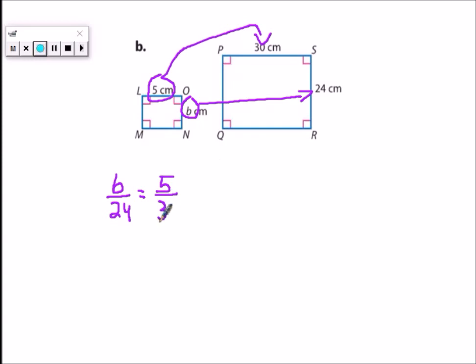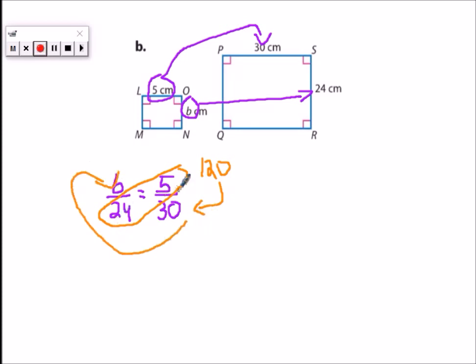Now, like I keep telling you, if you can simplify ratios, it's a lot easier to work with. But if you don't see that right away, I'm going to go ahead and do it just like a proportion without simplifying. So 5 times 24 is 120. Just like a proportion, we multiply across and we divide by that third number, and it should give us what b is.